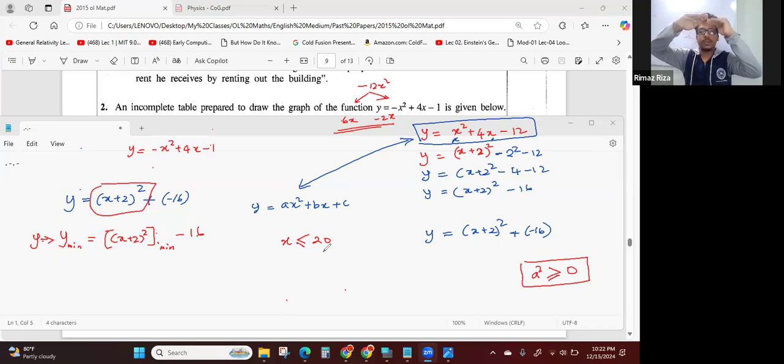There is a maximum value. You can't go beyond 20 because it says x is less than or equal to 20. So therefore the maximum value is 20. Did you understand? So here x has a maximum value. Is it clear?